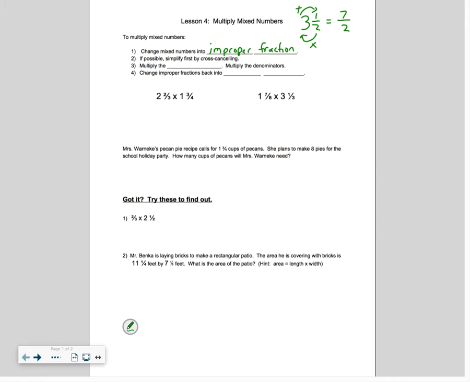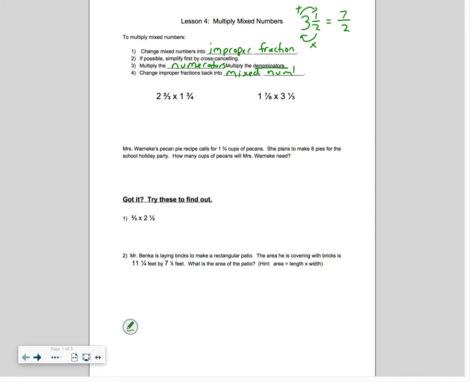Number 2, if possible, simplify first by cross-canceling. Number 3, multiply the numerators. Multiply the denominators, just like regular fractions. And then at the very end, number 4, change improper fractions back into mixed numbers.